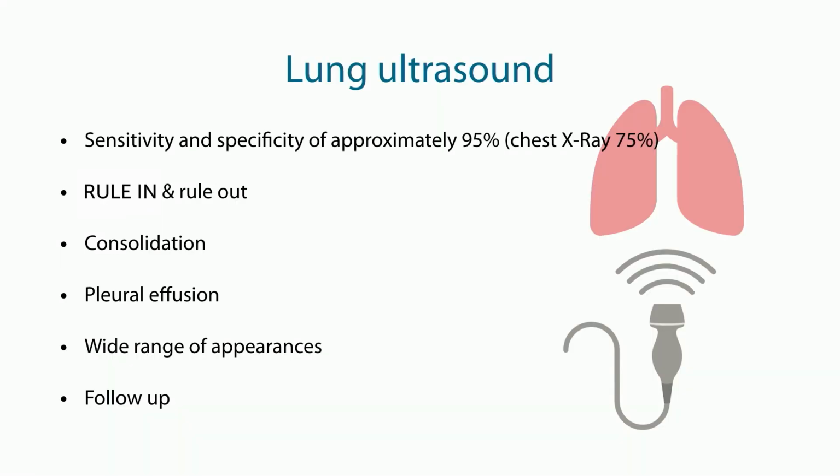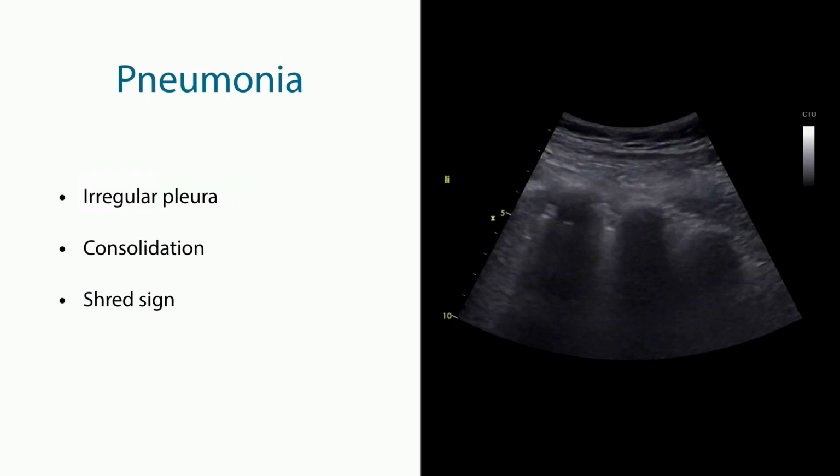Of course, when you have enough experience, you can rule out and rule in pneumonia. You can see consolidations, but of course, they have a wide range of appearances. So you have to see a lot of pneumonias with ultrasound. You can see a pleural effusion as well, and you can follow up if your treatment is successful. So let's take a look.